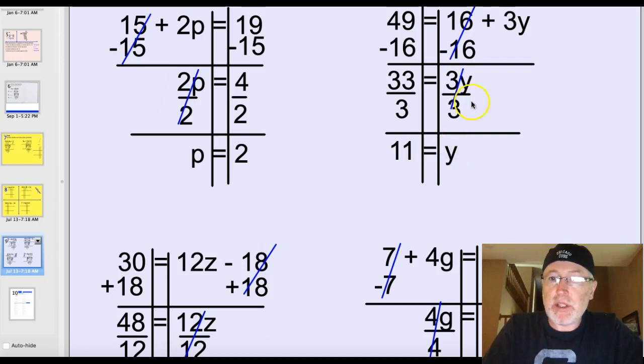Here we have to subtract 16 and then divide by 3. We got 11 as our answer, so pop it in. 3 times 11 is 33. Plus 16 is 49.